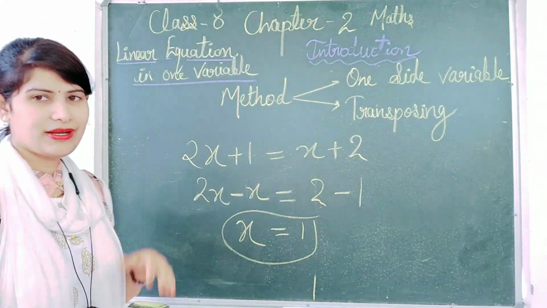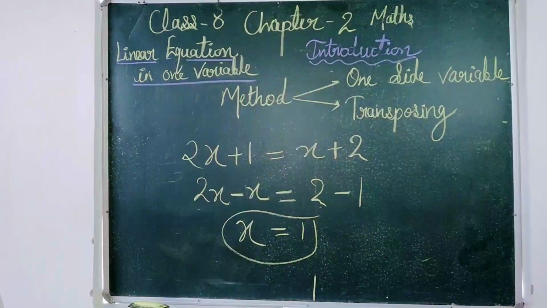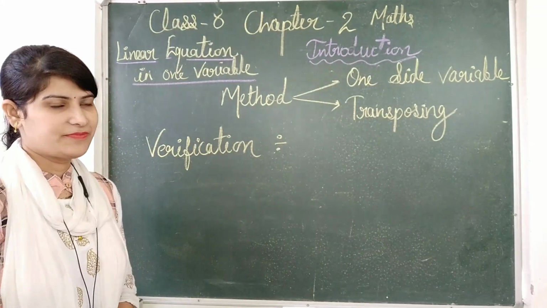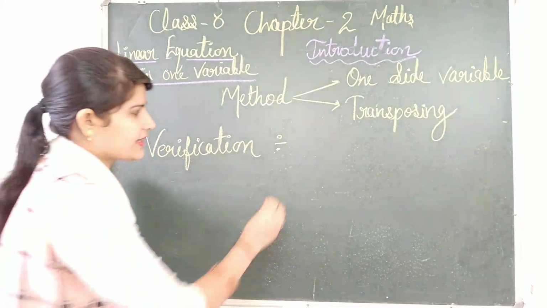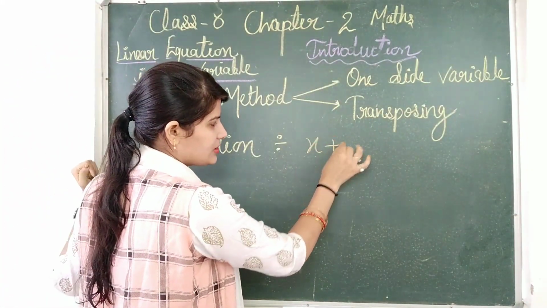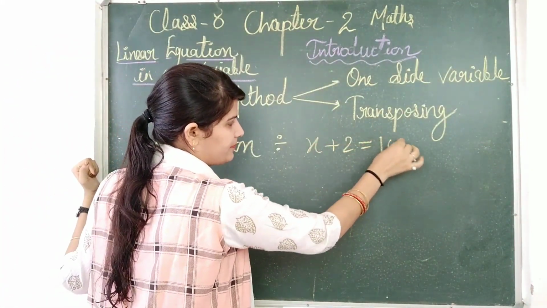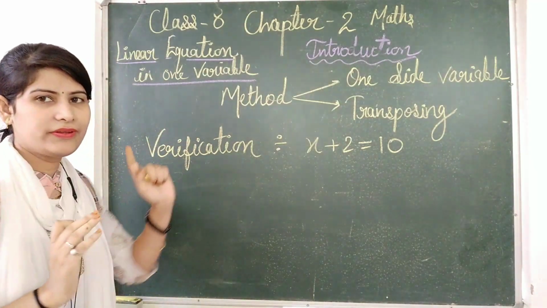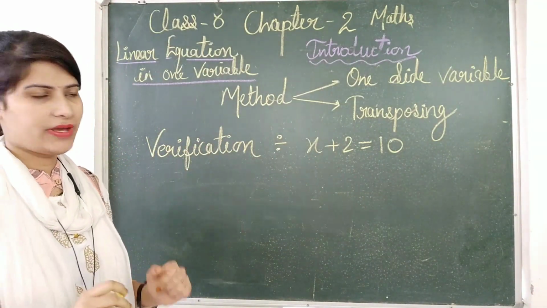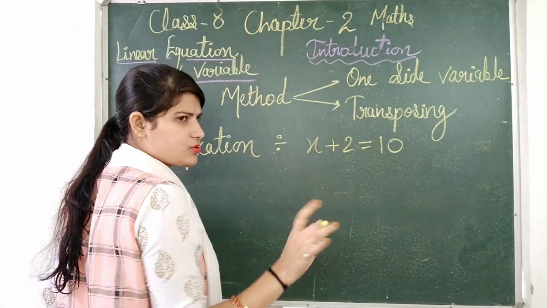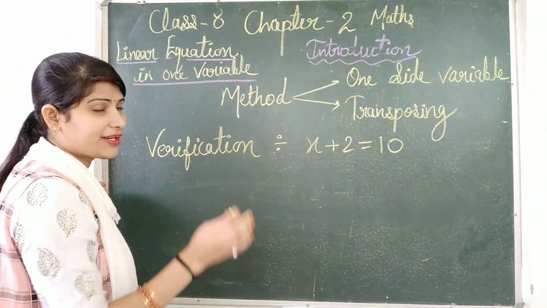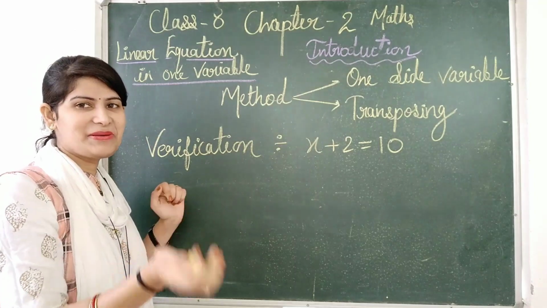Now come to our next topic. What is verification? Verification is to check. Now one example I am taking: x plus 2 equal to 10. Now solve the question and find the value of x. How can you solve it? By using one side variable or by using the transposing method. Here I am taking the transposing method because it's very simple.